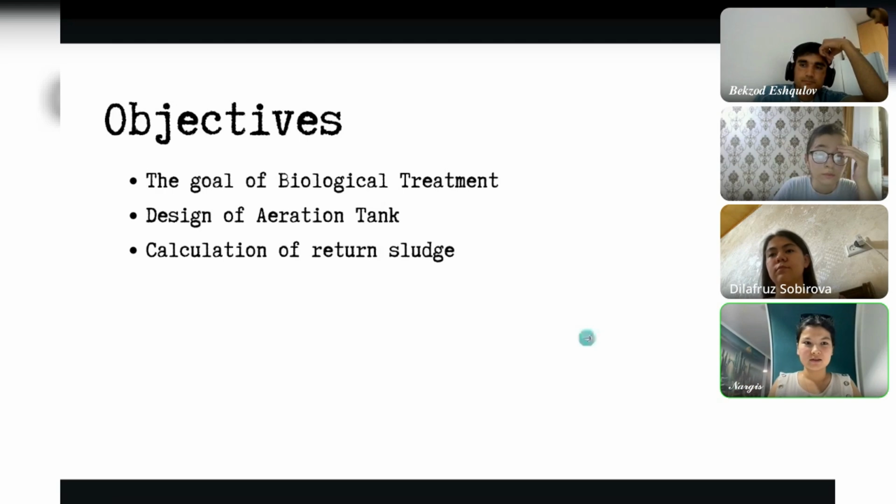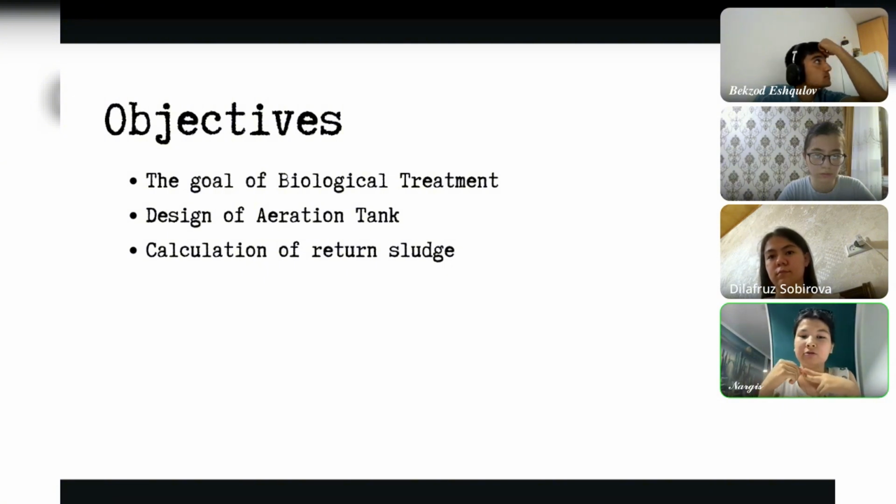Okay, so today's objective is to learn about the goal of biological treatment and to be able to design the aeration tank, the tank where all the magic stuff happens. So basically by design, I mean just to be able to find its volume. And second is to calculate the return sludge. I'll explain what return sludge is. So be ready for calculations today.